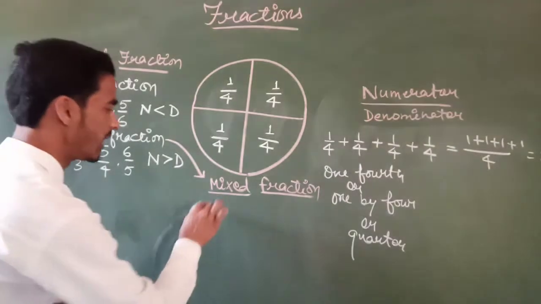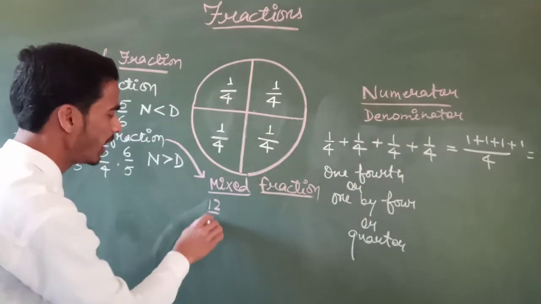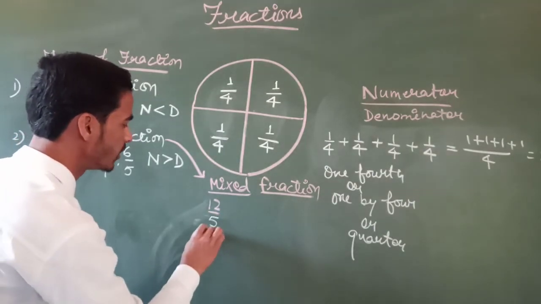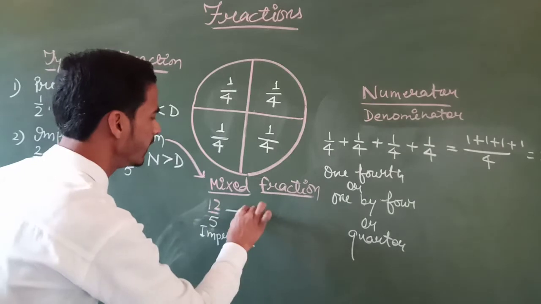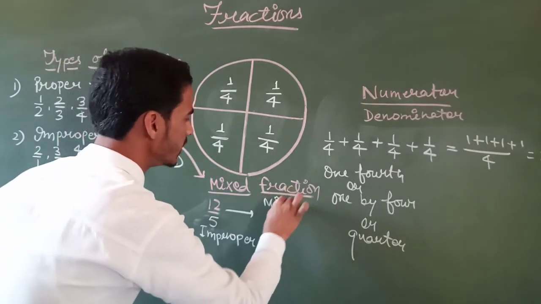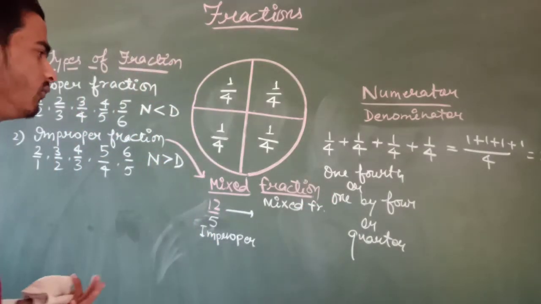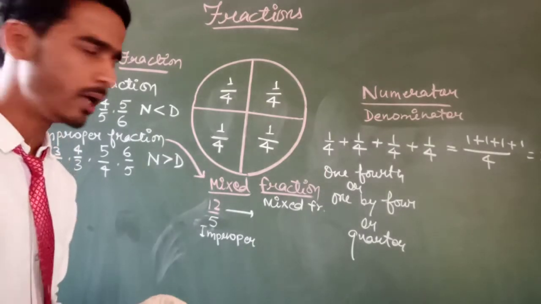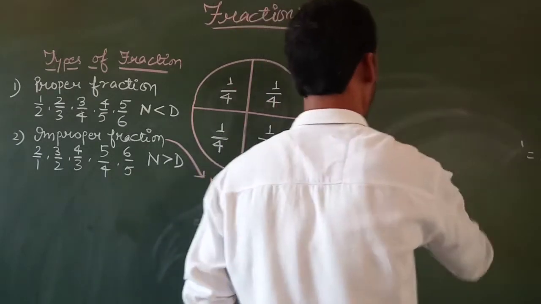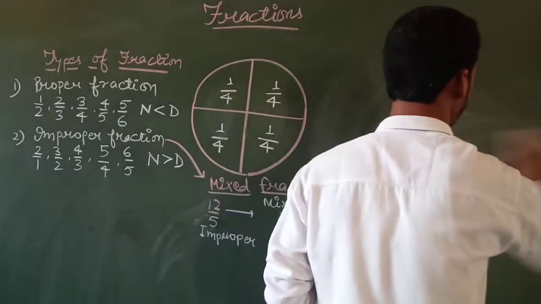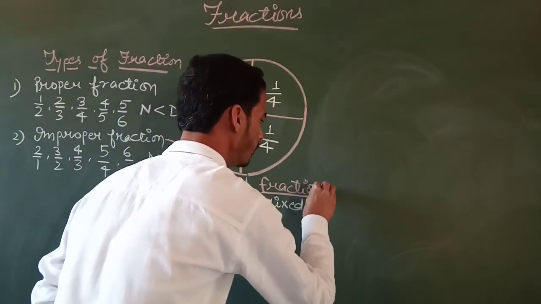Let's take an example, 12 by 5, and that is an improper fraction. We have to change it into a mixed fraction. Listen how we can change an improper fraction to a mixed fraction.